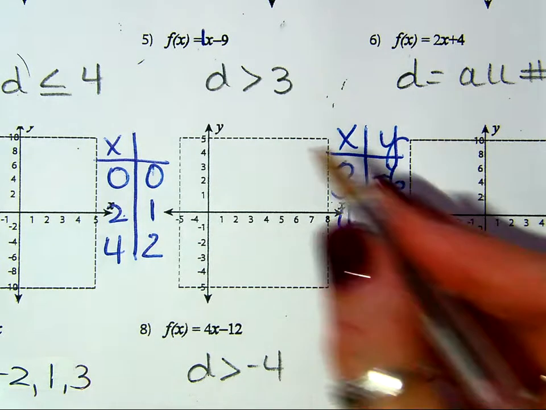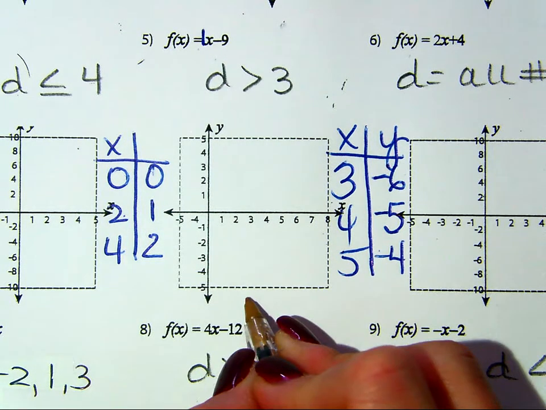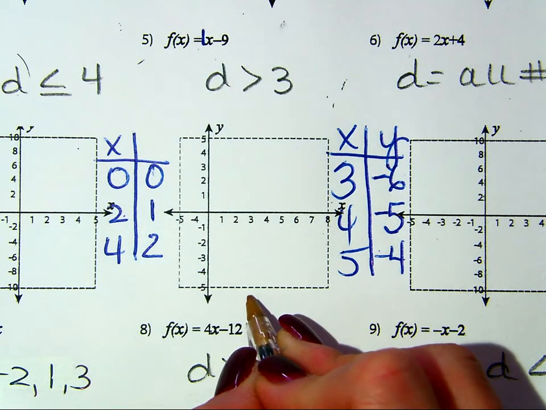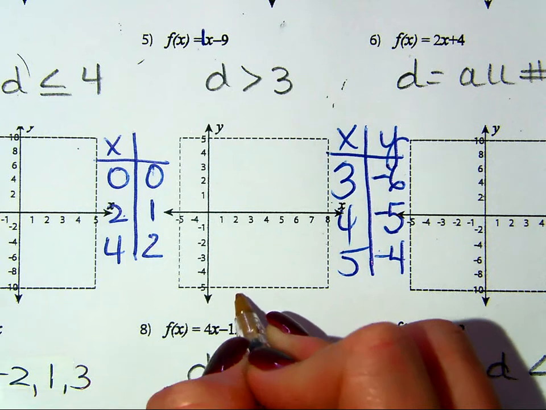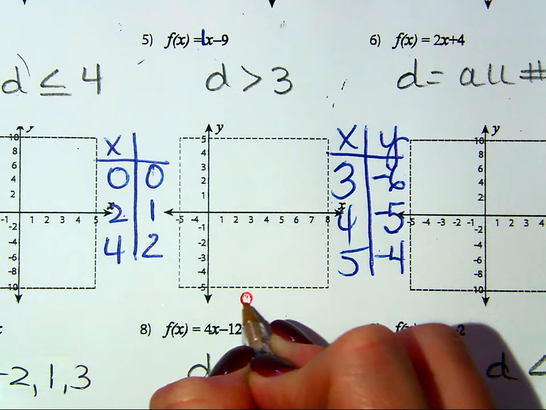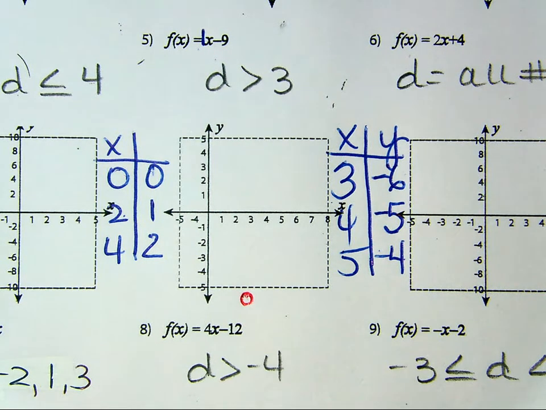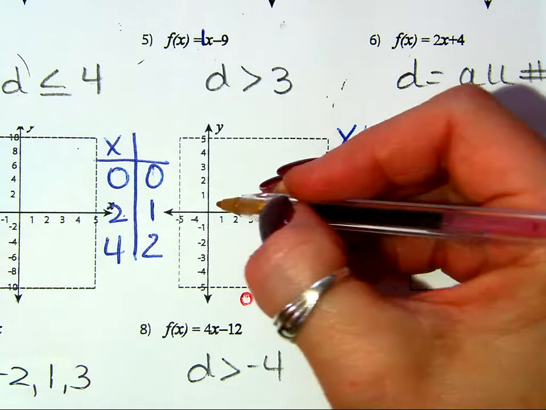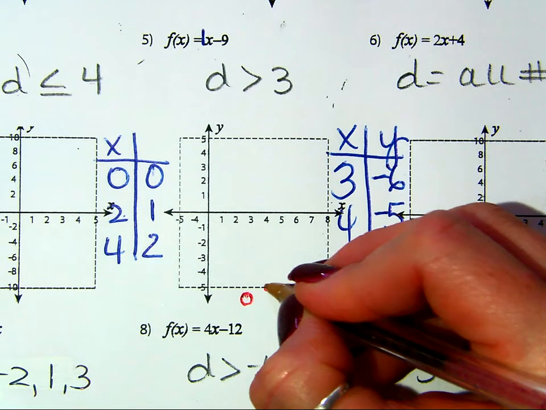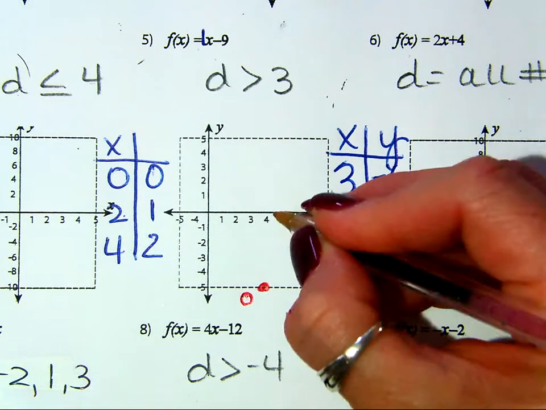Positive 3, negative 6. I know I'm a little off the graph. What kind of circle am I going to put right here? Open, because my domain cannot contain 3. It has to be greater than 3. Then I'm going to do 4, negative 5. Closed. Then I'm going to do 5, negative 4.